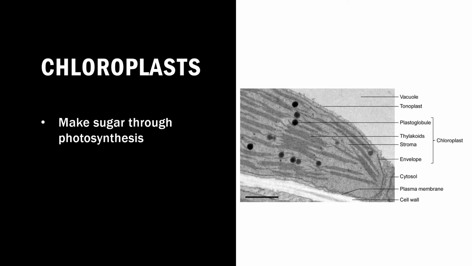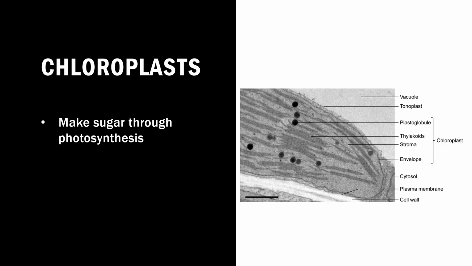Next we have the chloroplasts. Now another difference is that plant cells contain organelles called chloroplasts. So these are structures that enable the plant to make sugars through photosynthesis. Now animal cells do not have chloroplasts and cannot make their own food because we know, of course, that animals get their nourishment by eating other organisms or their products.